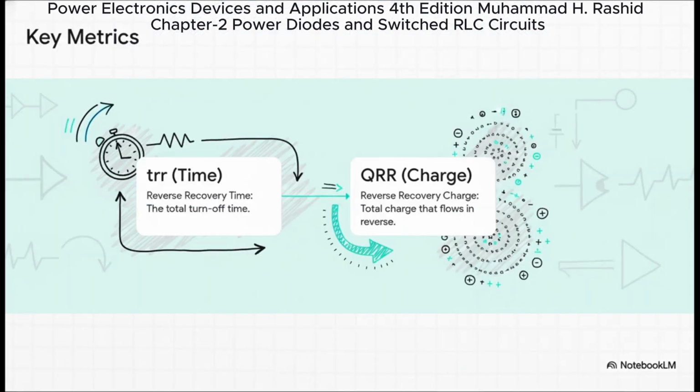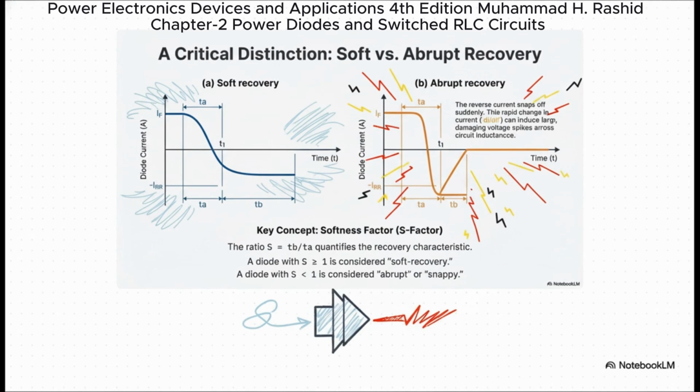So as an engineer, how do you quantify this? You go to the datasheet and you look for two critical numbers. First is TRR, the recovery time. How long does this whole mess take? The second is QRR, the recovery charge. That's the total amount of charge that got pulled out backwards, and it's literally the area under this part of the curve.